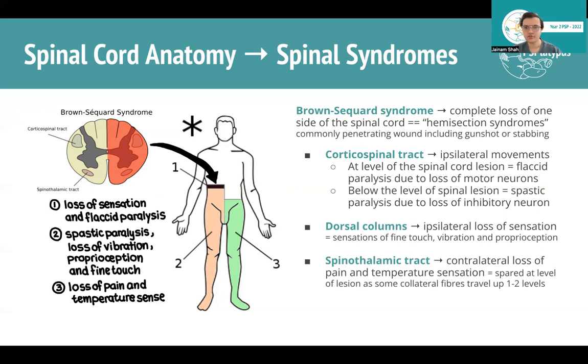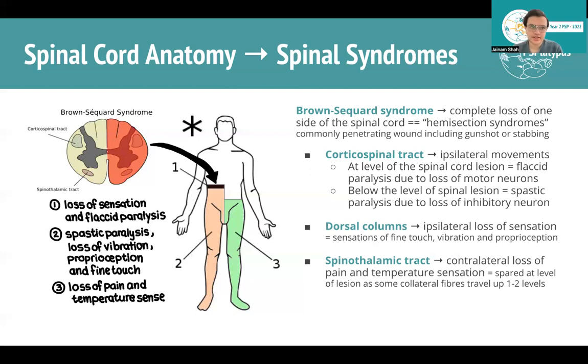So what is Brown-Séquard syndrome? It's also known as a hemisection syndrome or spinal hemisection, which is essentially complete loss of one side of the spinal cord. You don't really ever see pure Brown-Séquard syndromes, but you can see pseudo-hemisections where a lot of one side of the spine is damaged, and you can see parts of these clinical signs. It's more helpful for theory. It commonly occurs through penetrating wounds of the spine, including gunshots or stabbing.